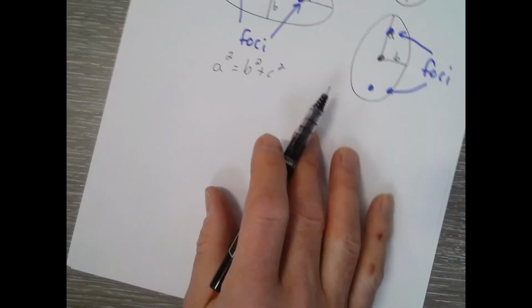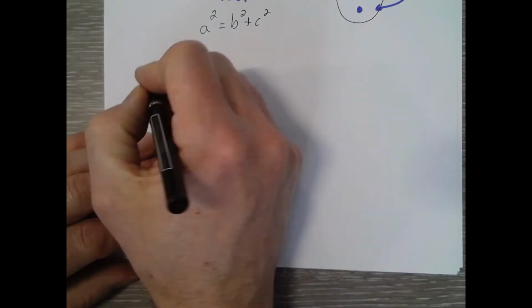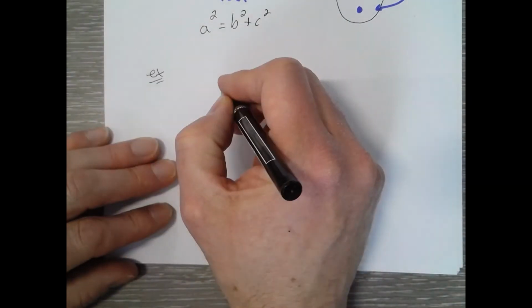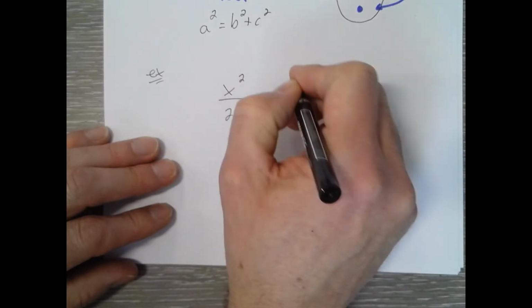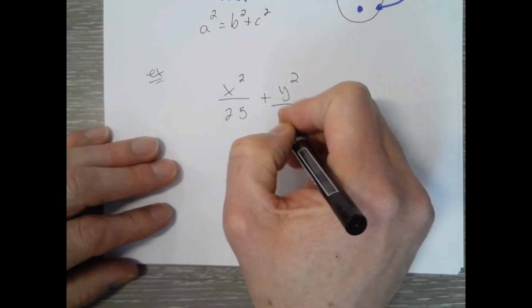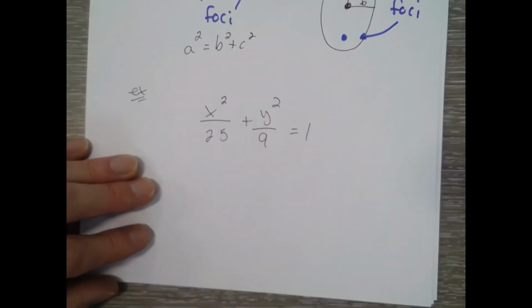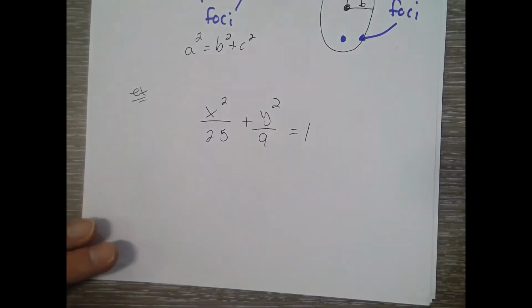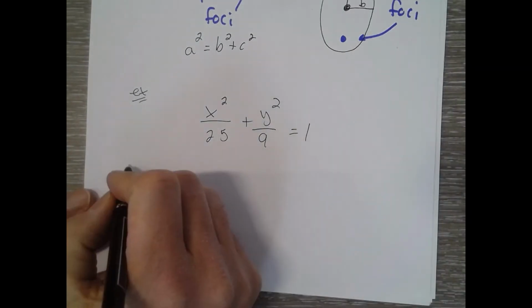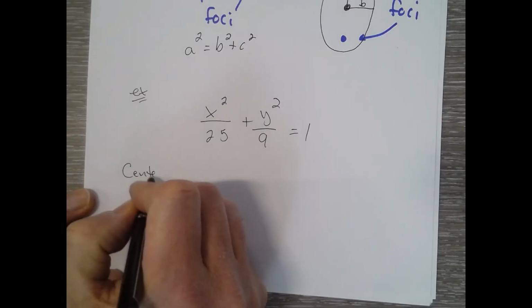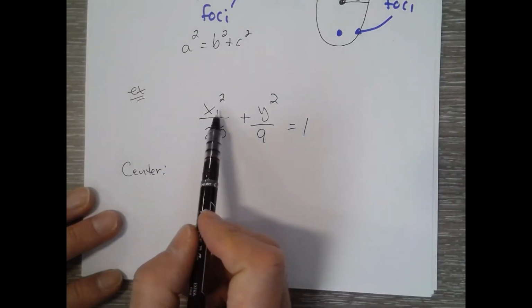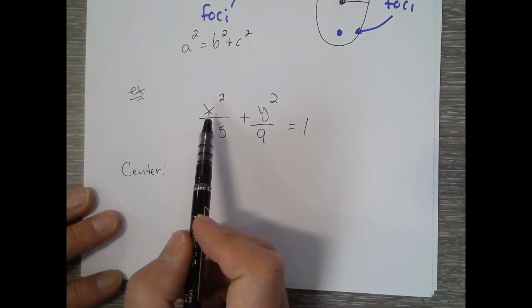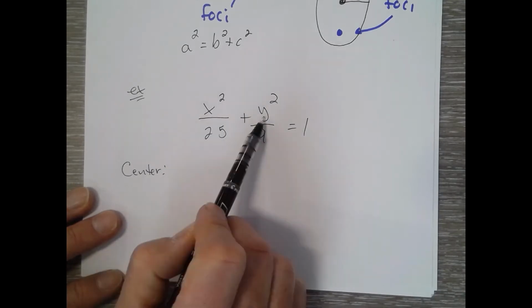Okay, so first example. Let's say I have x squared over 25 plus y squared over 9 equals 1. And let's find the center. Well, the center, it's not x minus anything or x plus something, so it's going to be 0, comma 0.